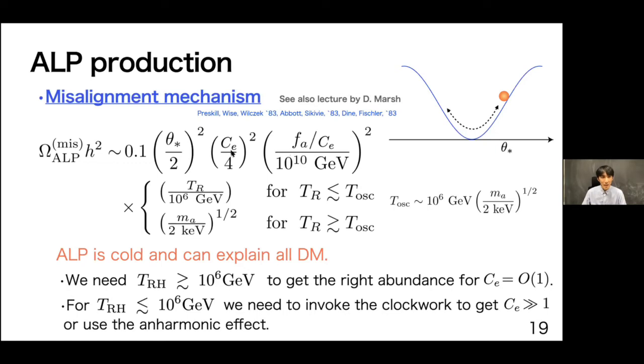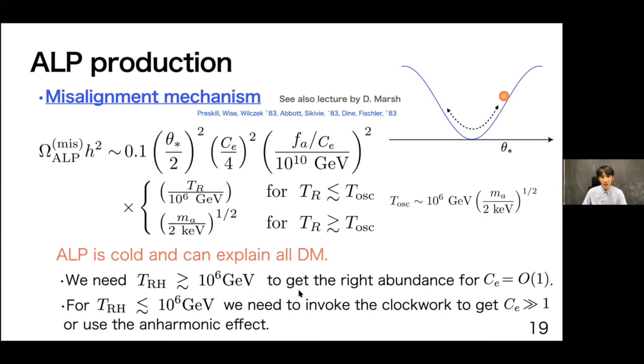the whole dark matter by the axion produced by the misalignment mechanism if the reheating temperature is higher than about 10^6 GeV. Namely, if the reheating is completed before the axion starts to oscillate. In that case, axion produced by this mechanism can explain all dark matter naturally. So you don't need any fine-tuning of the parameters in this case. On the other hand, if the reheating temperature is lower than 10^6 GeV for some reason, then the abundance of the axion produced by this mechanism is too small to explain all dark matter.